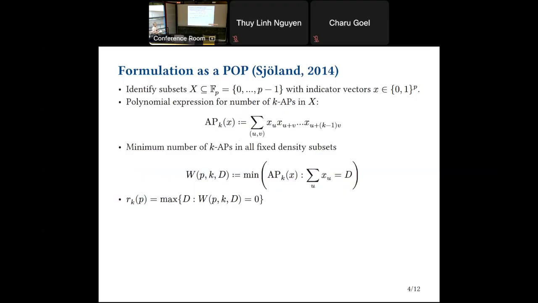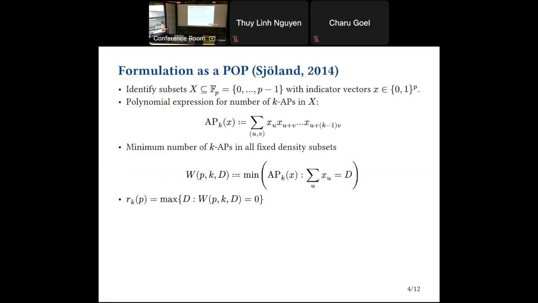So what we're going to do is formulate this as a polynomial optimization problem, and then we're going to throw the Lasserre hierarchy on it. This is how we do it. First we identify subsets by indicator vectors in {0,1}^p. If an element u is in the subset, we set the uth component of this vector to 1, otherwise 0.